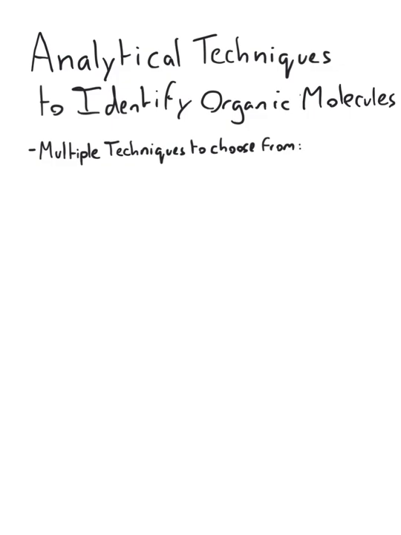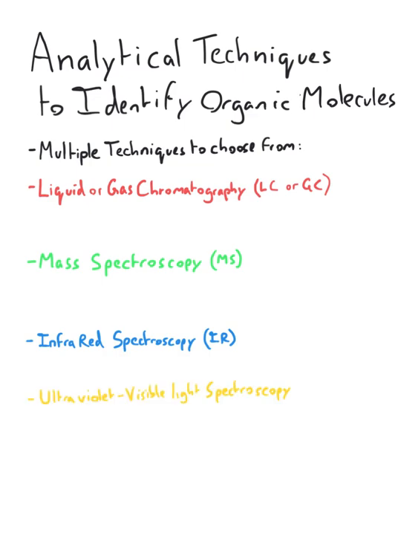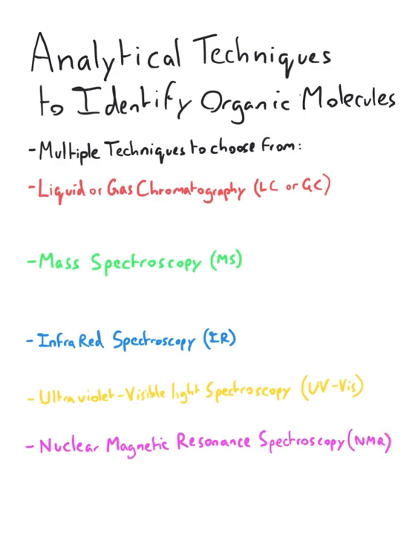The most common techniques used in organic chemistry are liquid chromatography or gas chromatography, shortened to LC or GC, mass spectroscopy, shortened to MS when combined with other things, infrared spectroscopy, often known as IR spectroscopy, ultraviolet and visible light spectroscopy, often shortened to UV-Vis spec, and finally, nuclear magnetic resonance spectroscopy, often shortened to NMR spec.